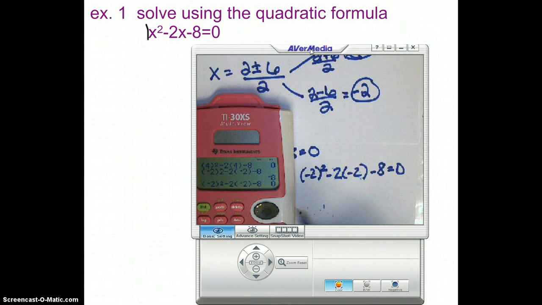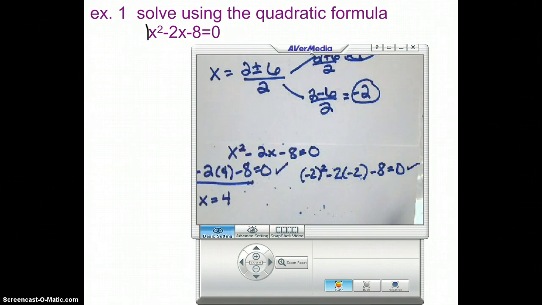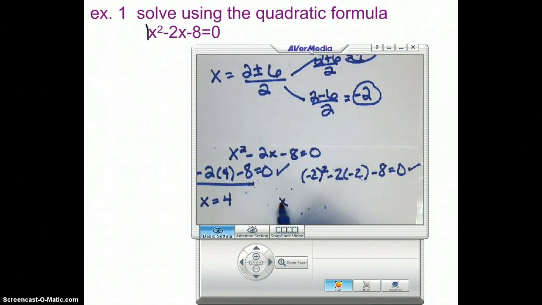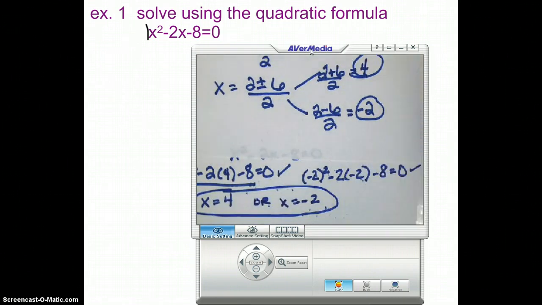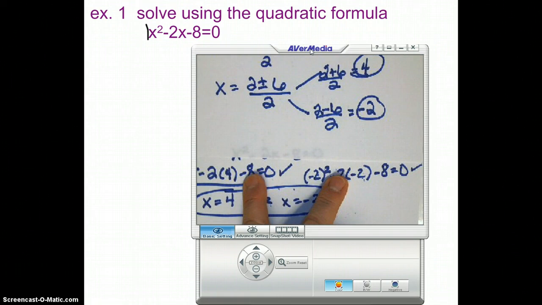So that means that this answer checks out. So that means x equals negative 2 is also an answer. So you actually have two answers there. Now it's really important that you actually check your answers, because you could easily solve something up here that won't be able to check out down here, and it will narrow down what your answer is.